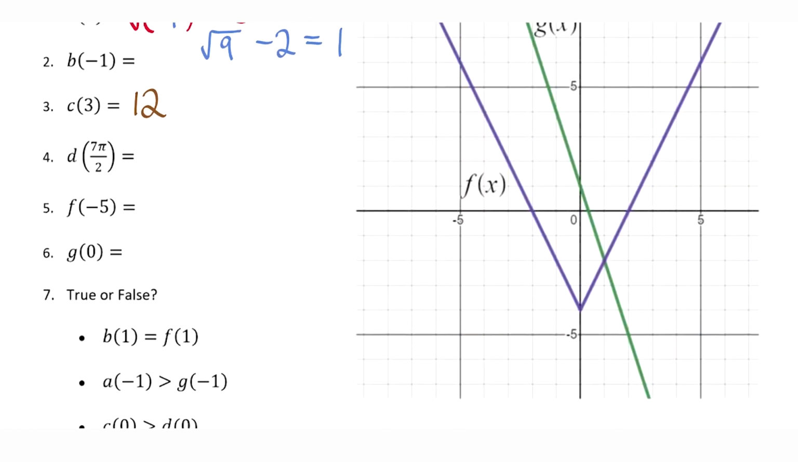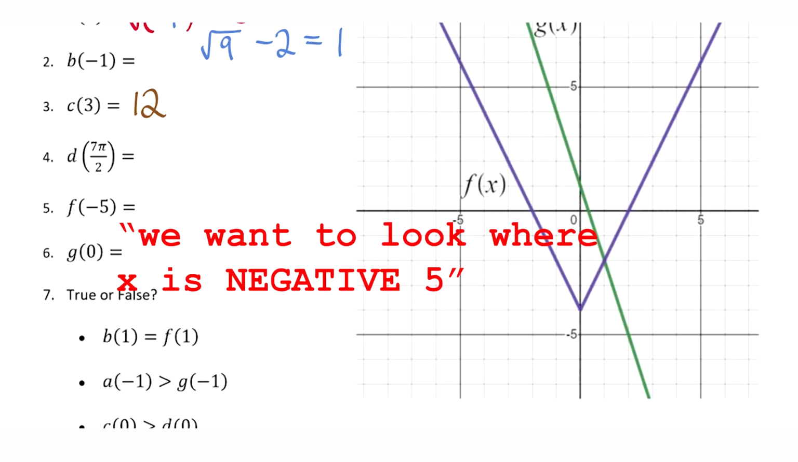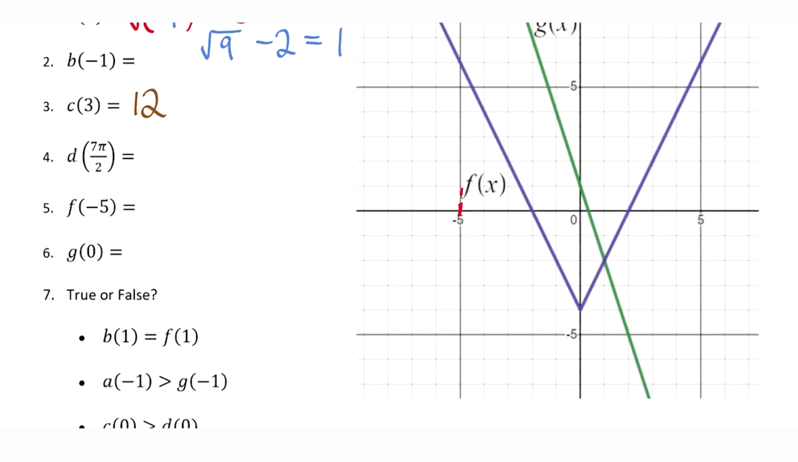Now, when we go down to something like number 5 or number 6, we'll look at number 5. Number 5 asks us to find the value of f of negative 5. And on the right there, you see I have a purple graph and a green graph. The purple function is f of x. To find what f of negative 5 is, we want to look where x is negative 5. And that's right here, right? This is where x equals negative 5. And imagine there's a vertical line that goes all along x equals negative 5. You're trying to find where the function hits the x value of negative 5, and that's right here.